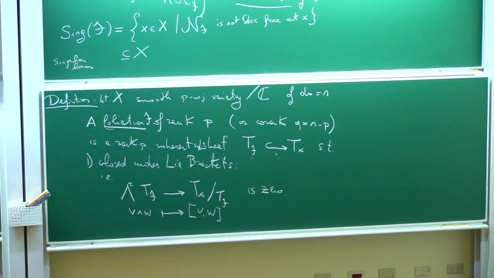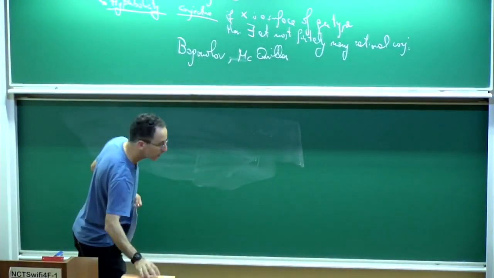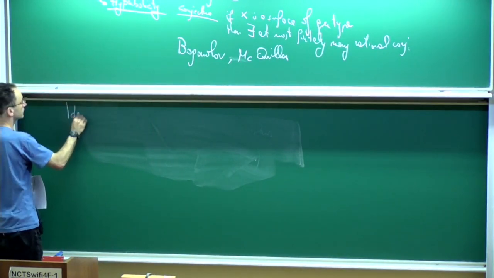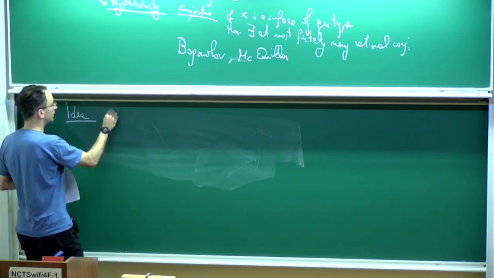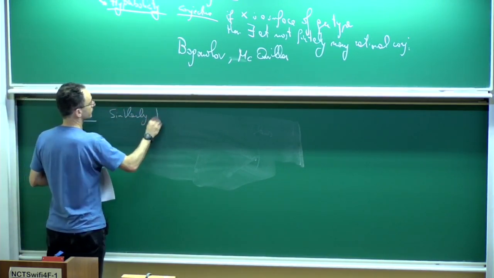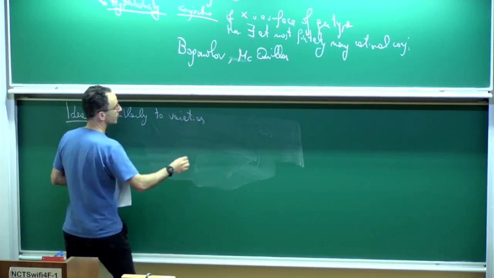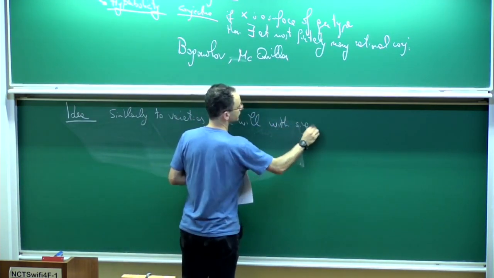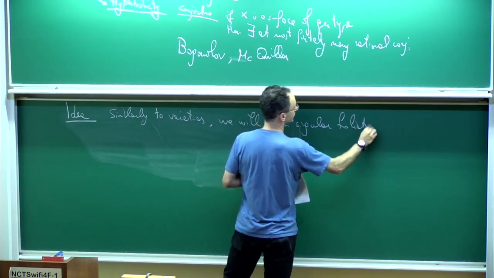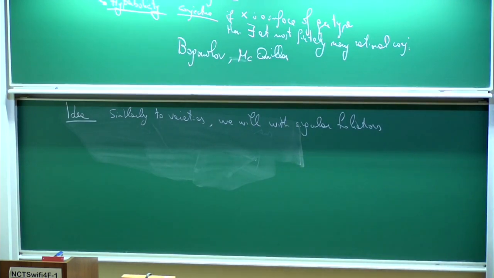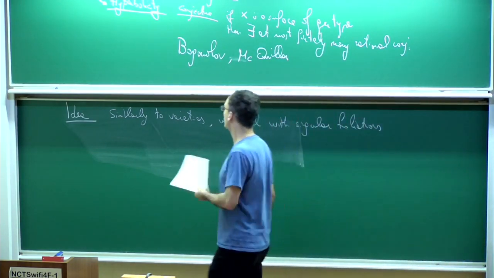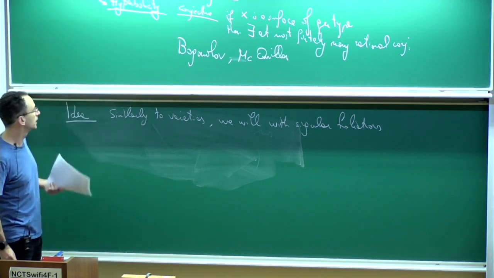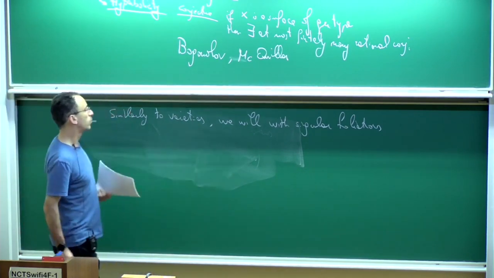So let me be very vague. Let me try to explain what we are going to talk about in the next three lectures. So the idea is that, similarly to varieties, we will work with singular foliations. What does it mean? It means that working with smooth varieties is not enough in the minimal model program, because it's not a good category from a birational geometry point of view. And similarly with foliations, we cannot work with smooth foliations, because we'll see many examples. It's not a good category, but we'll work with singular foliations.